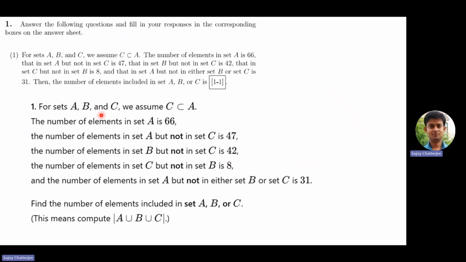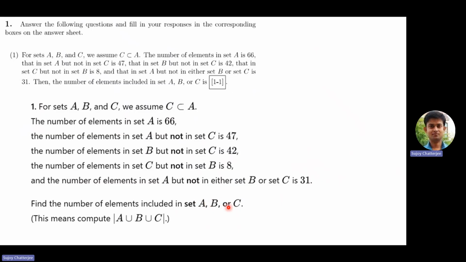For sets A, B, and C, we assume C belongs to A. Then you can write like this: number of elements in A is 66, elements in A but not in C is 47, in B but not in C is 42, in C but not in B is 8, and number of elements in A but not in either B or C is 31. So what is our aim? Our aim is to find the number of elements included in set A, B, or C.